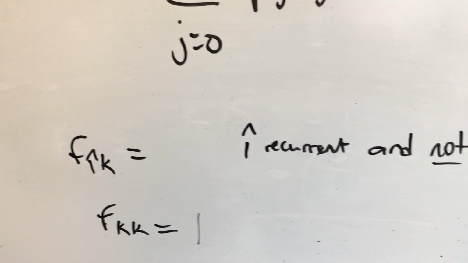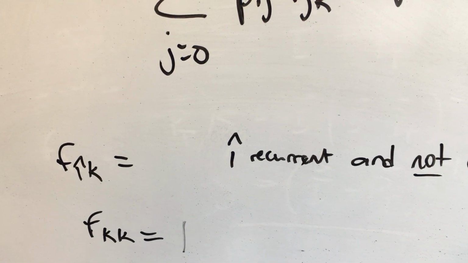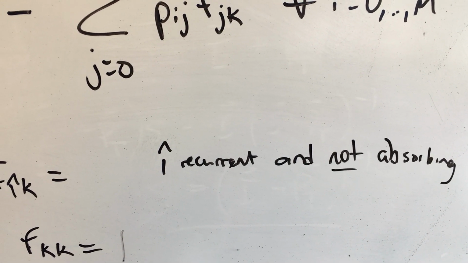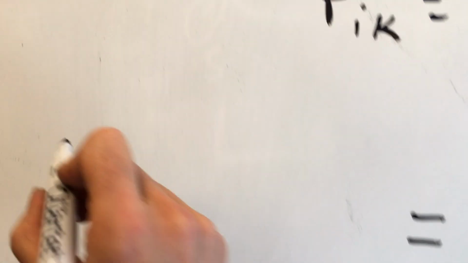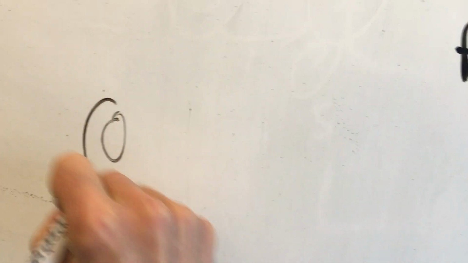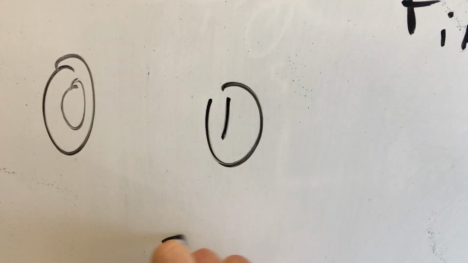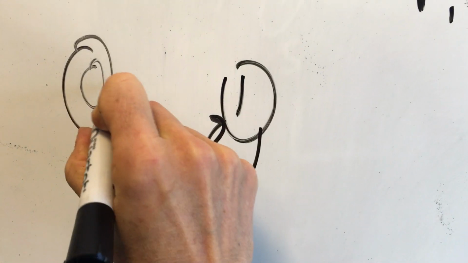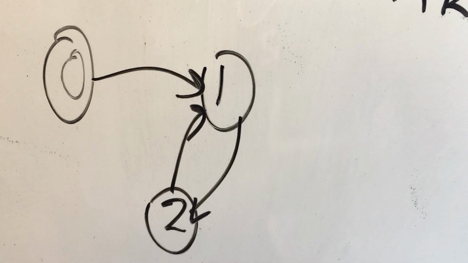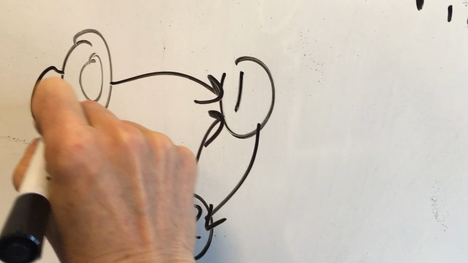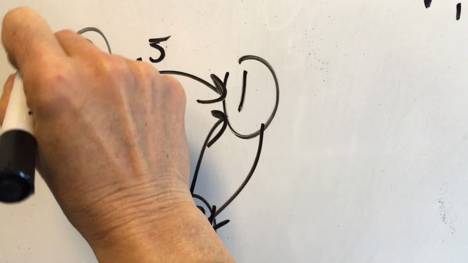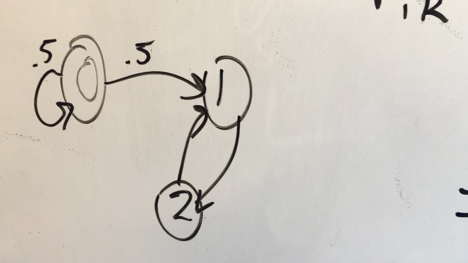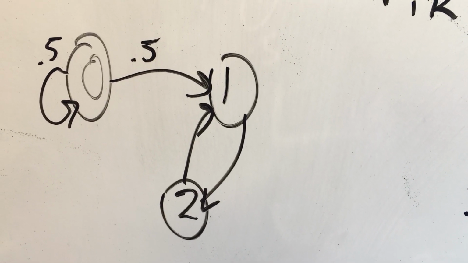Okay. Now, what if we have F_iK, where i is a recurrent state that is not absorbing? Well, how does that happen? What if we have an absorbing class? So let's say we have state 0, state 1, state 2. These guys communicate, and that one just goes immediately into state 1, and maybe it loops a little bit, but let's say it's got a 50-50 shot of going into this class. Now we have 2 recurrent states and no absorbing states.